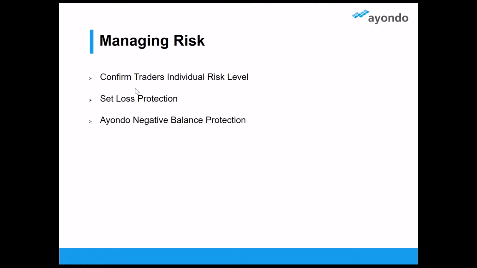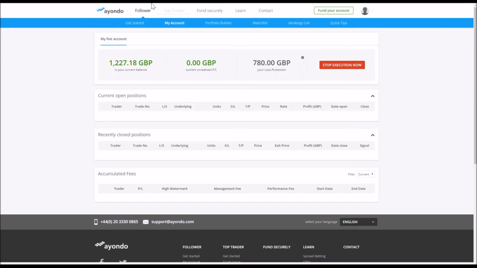So we've done the trader's individual risk level. We've dialed up or down the level of risk we're comfortable with for those particular individual traders. The next thing we can do is set the loss protection, and I'll also talk about this Aondo negative balance protection. But first of all, set loss protection. What is that? The loss protection is like having a stop loss on your account balance.